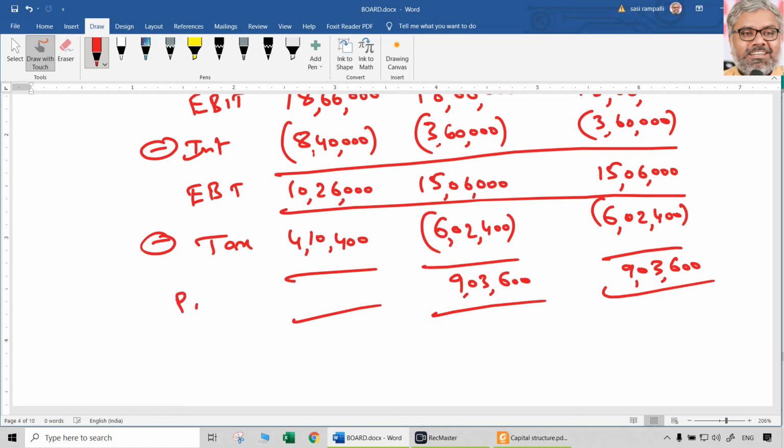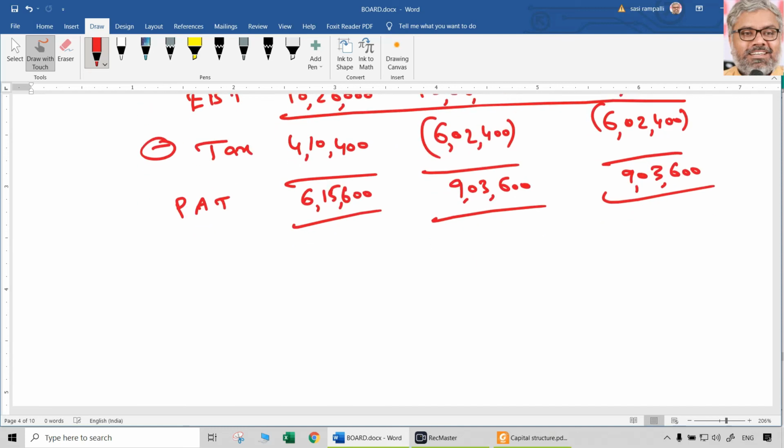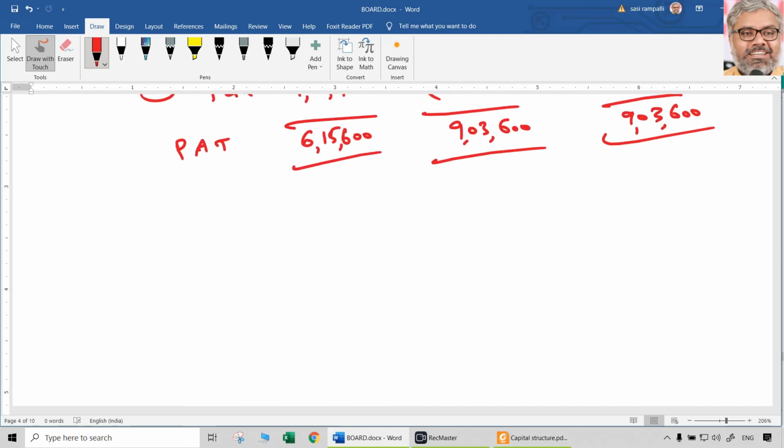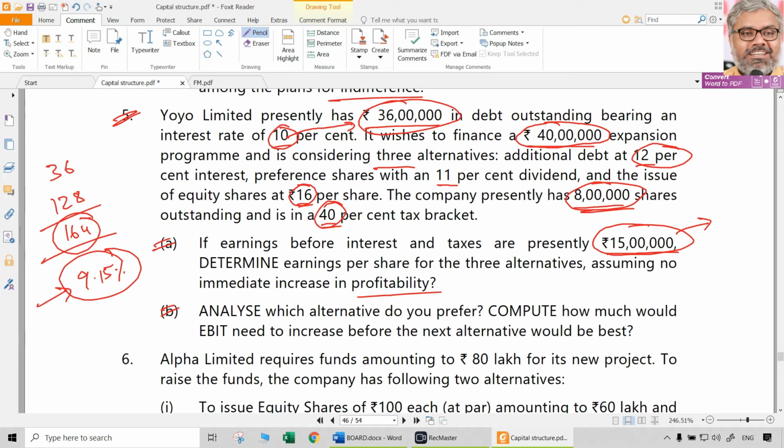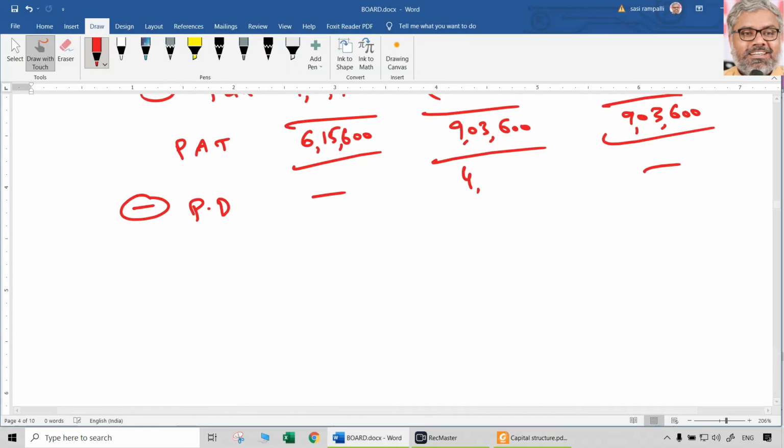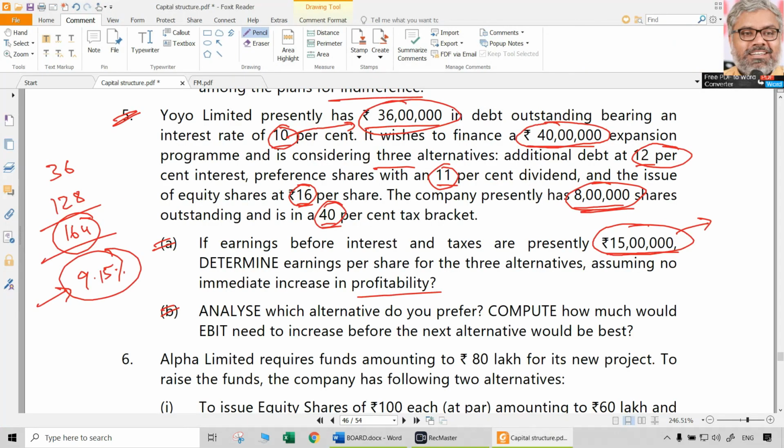And profit after tax will be 6 lakhs 15,600. That is profit after tax. From that you have to reduce preference dividend, which is not there in option 1 and option 3. It is there only in option 2. That is 11% preference shares are going to be issued. So on 40 lakhs rupees, 11% means 4,40,000 rupees you have to pay as preference dividend.